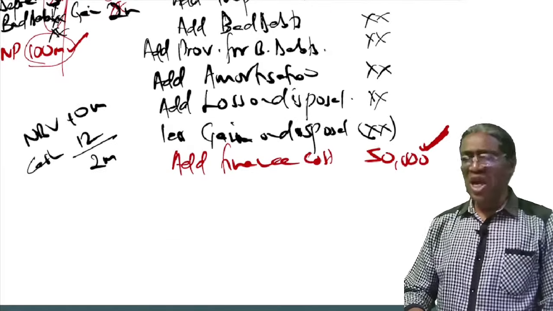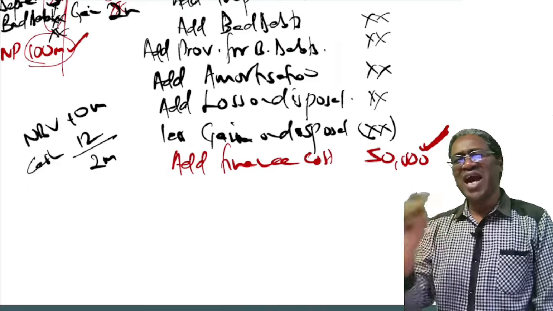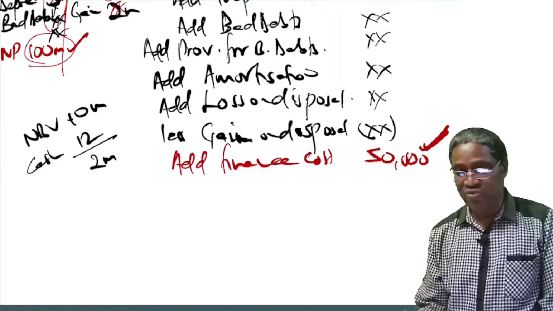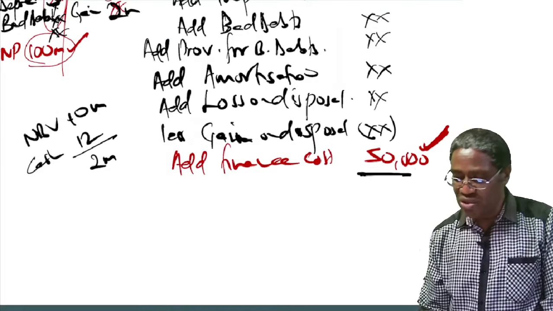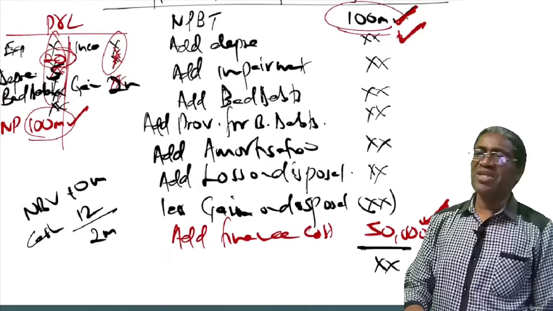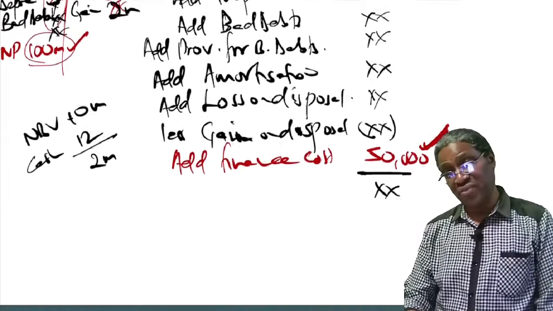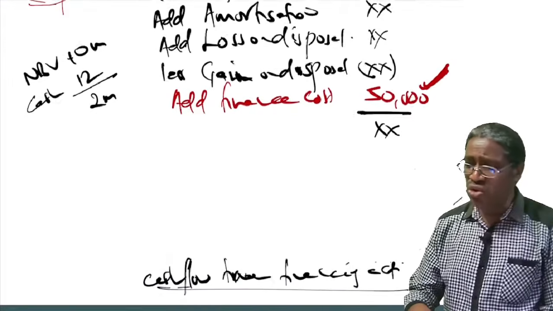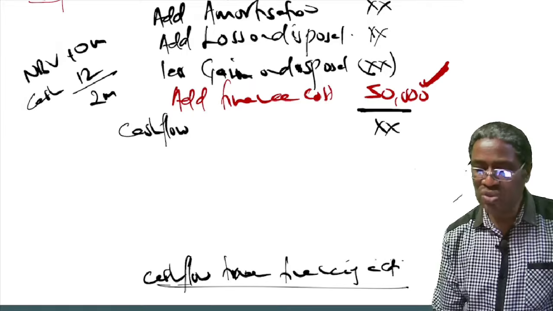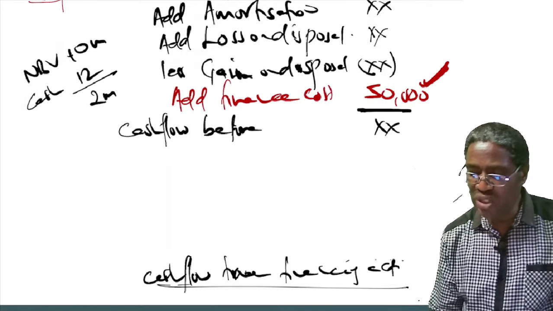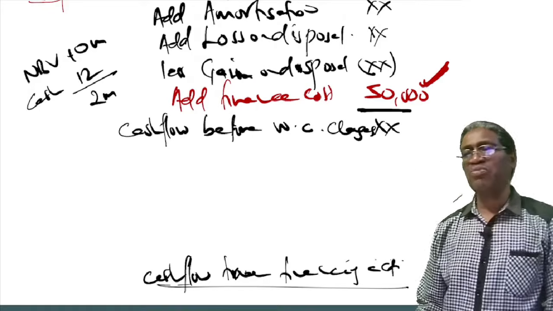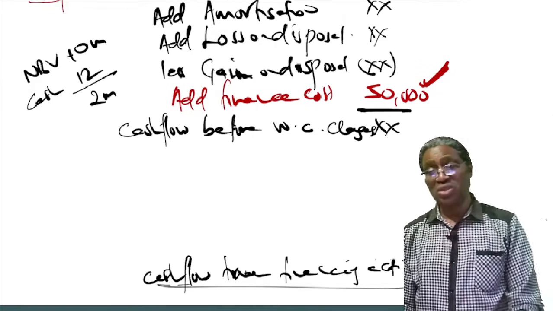Good. So for now, let me assume that those were the only non-cash items in the P&L. Once you do that, you get the net. From the profit before tax, you have adjusted all those non-cash items, whatever they are. Once you adjust, whatever total you have got down there, that is what we call cash flow before working capital changes.